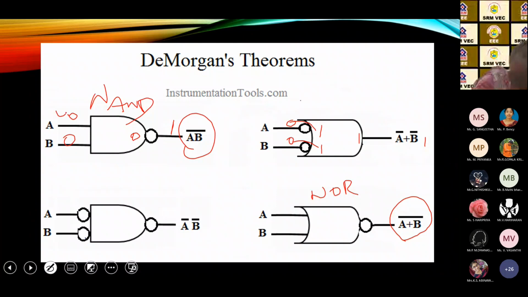Okay, no response from your side. 0, 1. When it is 0 into 1, it is 0. When it is out, it is 1. Okay, so similarly, 0, 1. When it is 0, it is 1. When it is 1, it is 0. 1 into 0, 0. You can see this.